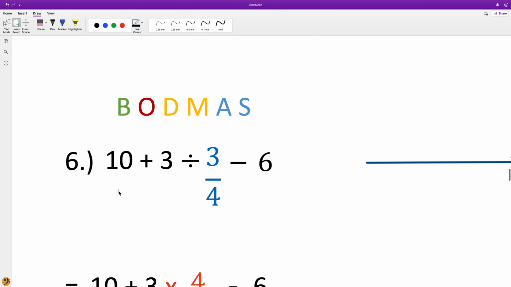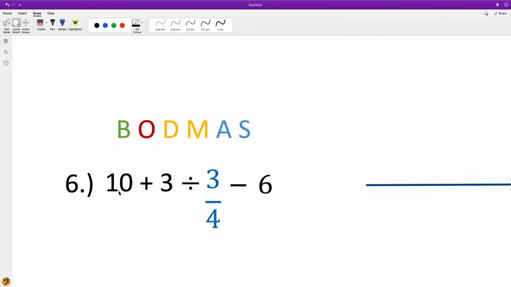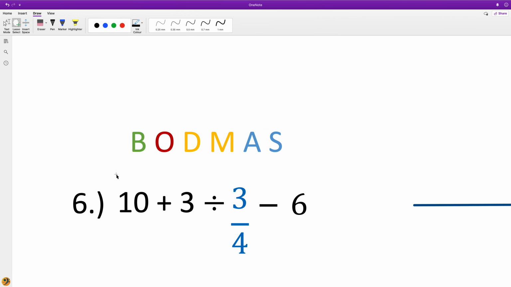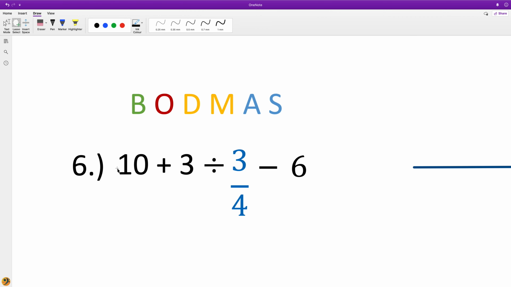Another one here. This one we can scroll in a little bit more. Now we're getting a little bit more complicated with our problems. We're just using our knowledge and applying it to slightly more complicated problems. So what we have on this occasion is 10 plus 3 divided by 3/4. Now this is in blue, this is a fraction.